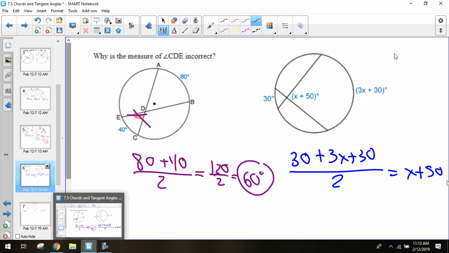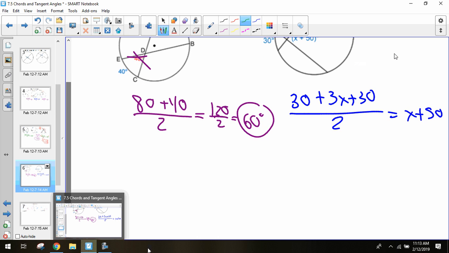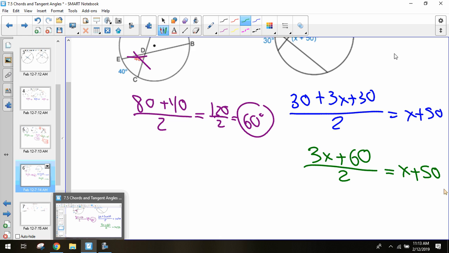There's a couple ways you can go about this. There's not one correct way. What would you do? Combine like terms. What like terms are you talking about? Like 30 and 30. Okay, so we can combine that. That will give us 3x plus 60 in your numerator over 2 equals x plus 50. Now you have to get x on one side, so subtract x to 3x.